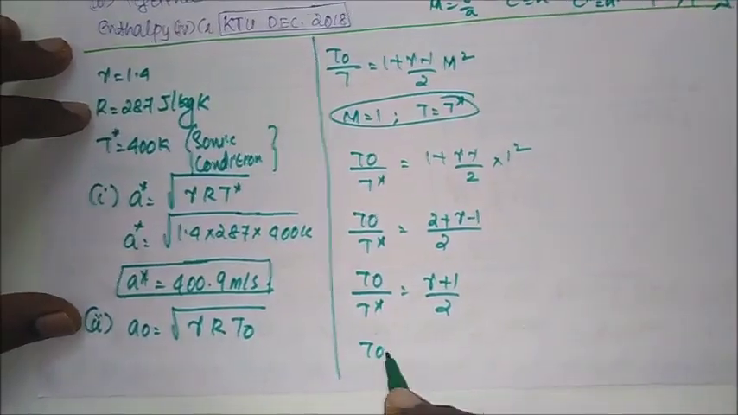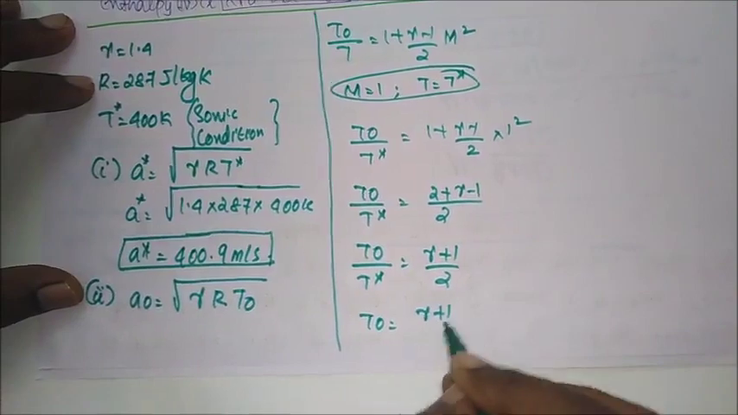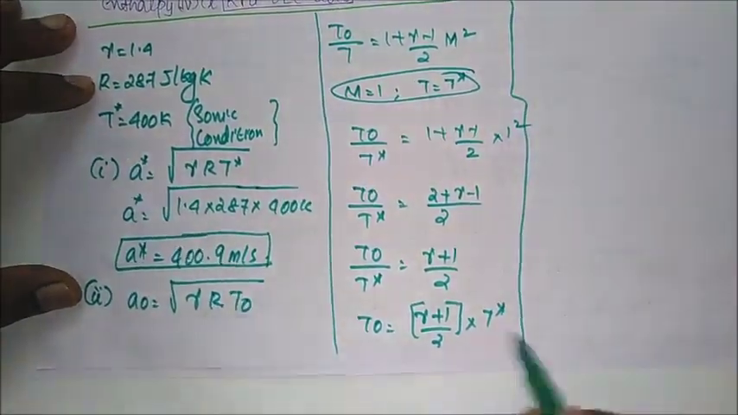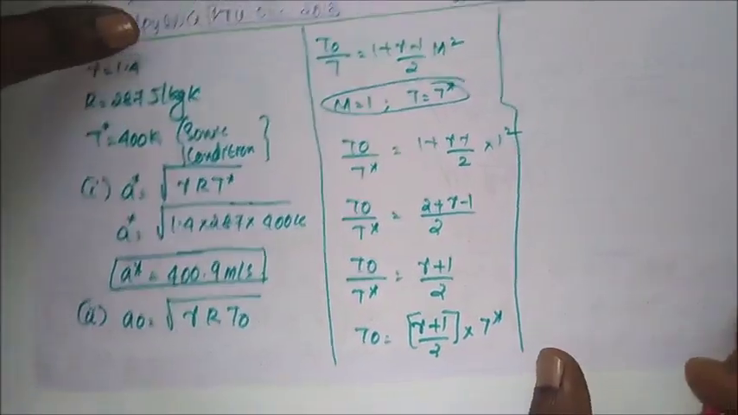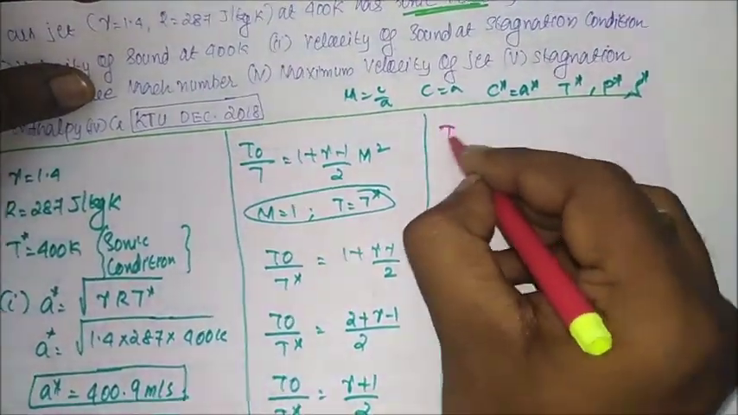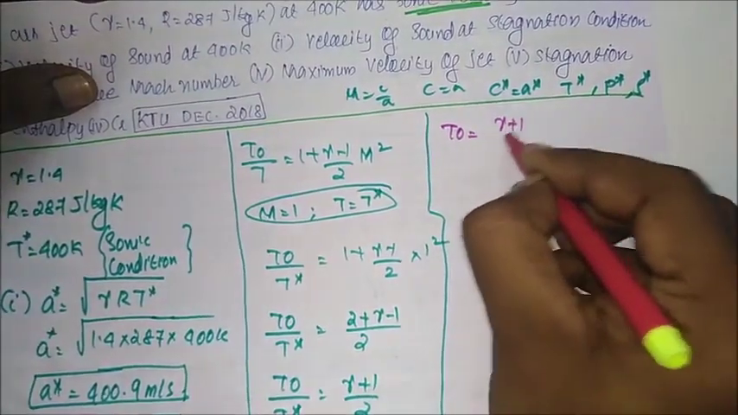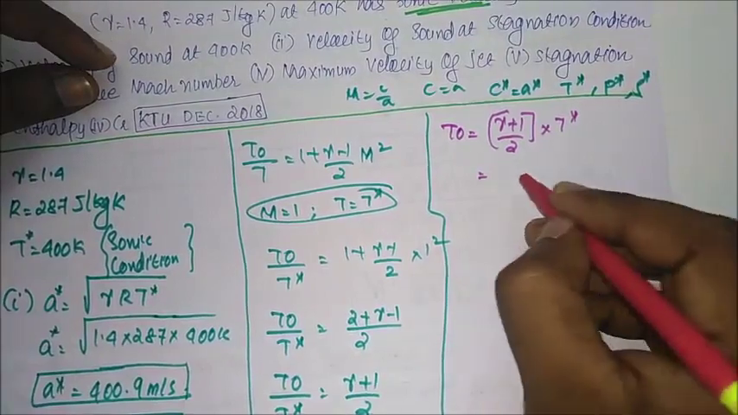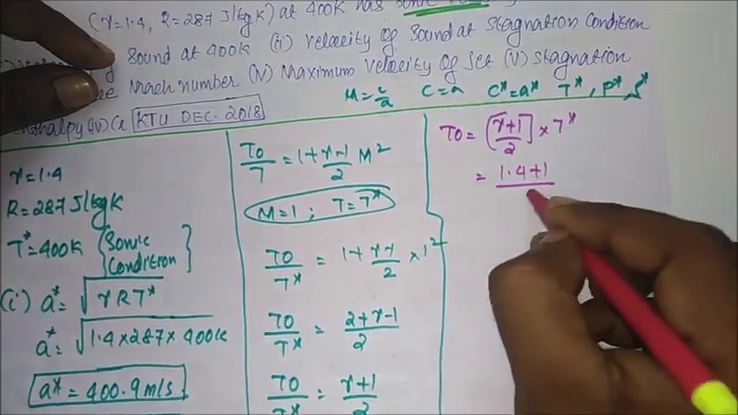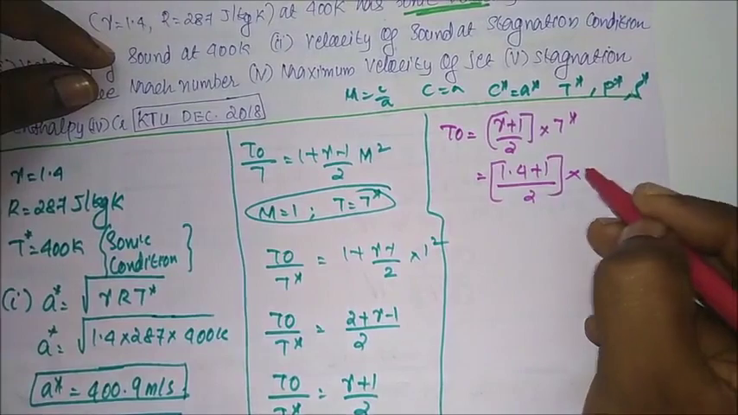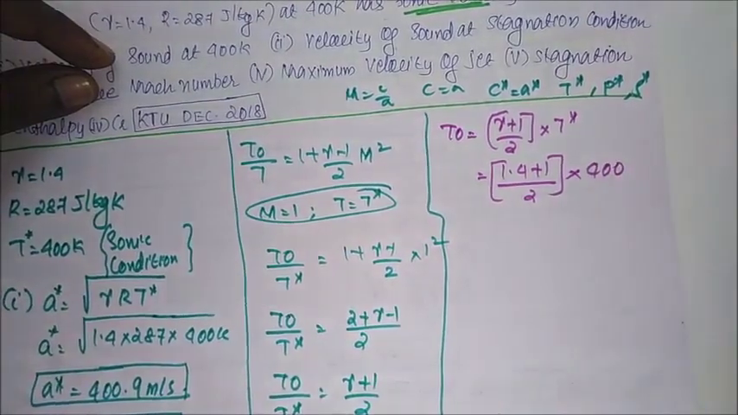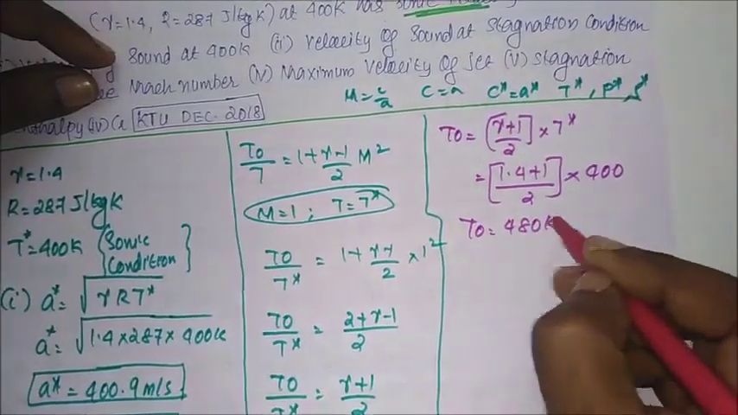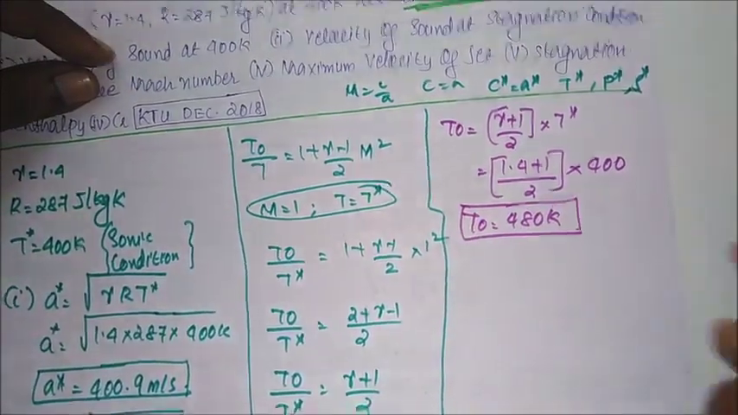Therefore, T0 is equal to gamma plus 1 divided by 2 into T star. What is the value of gamma? Gamma is equal to 1.4. So 1.4 plus 1 divided by 2 into T star, where T star is equal to 400 Kelvin. That is T0 is equal to 480 Kelvin.